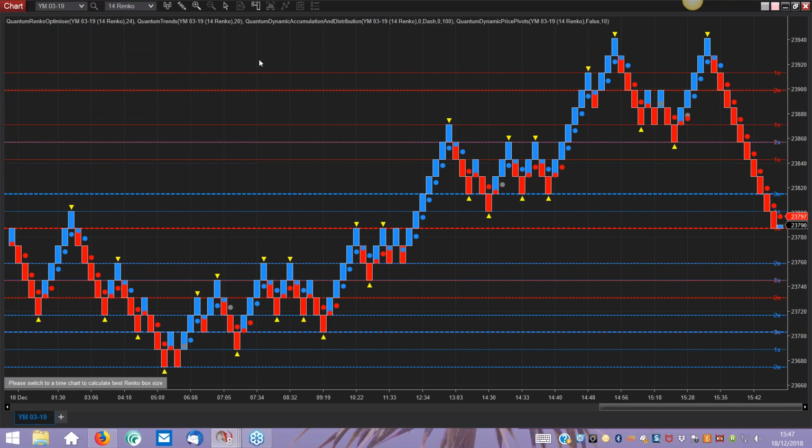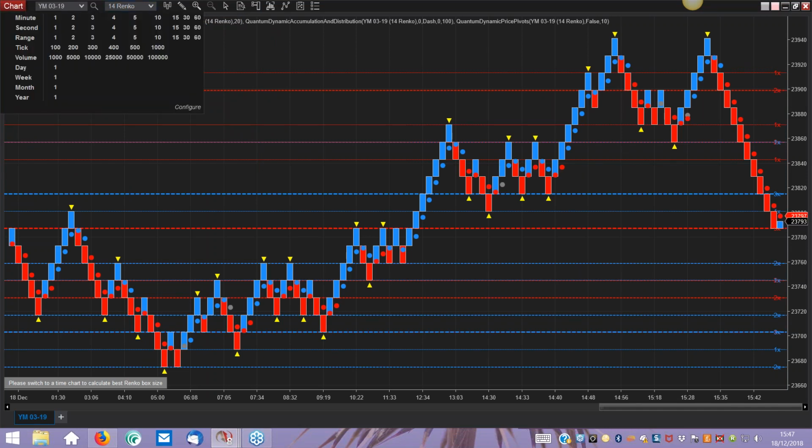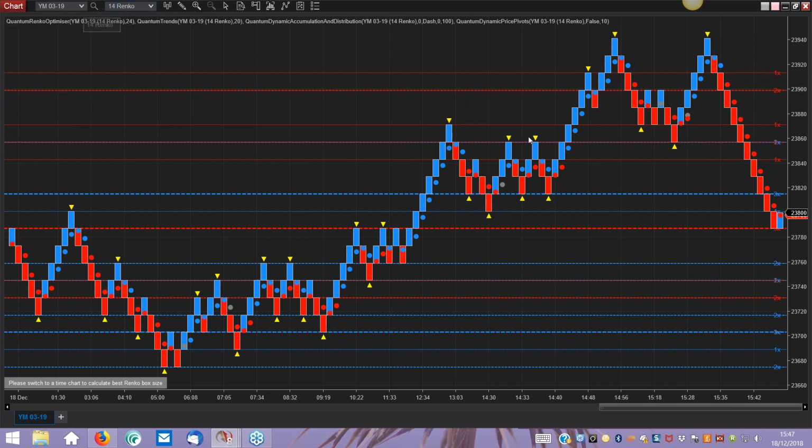And the way that's calculated is it is the Renko optimizer on Ninja, and it does it all automatically. I've just selected the 1-minute time frame here, and that's currently delivering 14. And what that means is that each of these bricks is worth 14 points, which at $5 a point is a healthy return. So taking anything out of this move, it will give you a decent return.